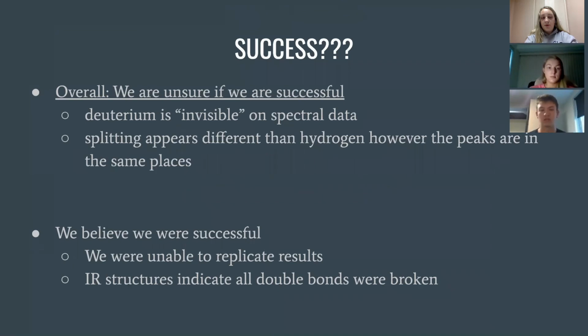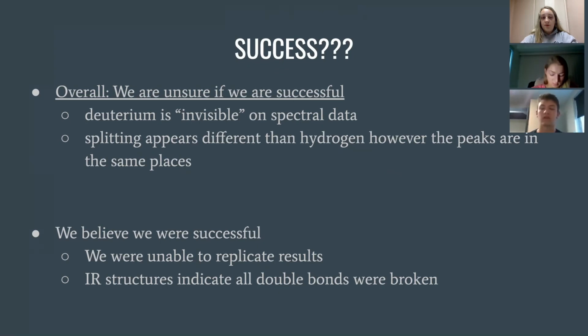In conclusion, we were unsure if we were successful with the deuterium gas. The deuterium gas is fairly invisible on the spectral data because it appears so similar to a hydrogen. The splitting does appear different from the hydrogen, but the peaks were in the same place, and that's how we were able to label our final NMRs with the structures. We do believe we were successful.